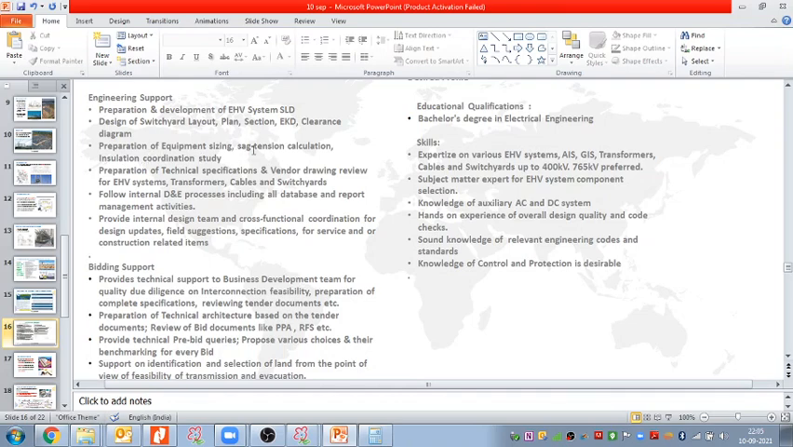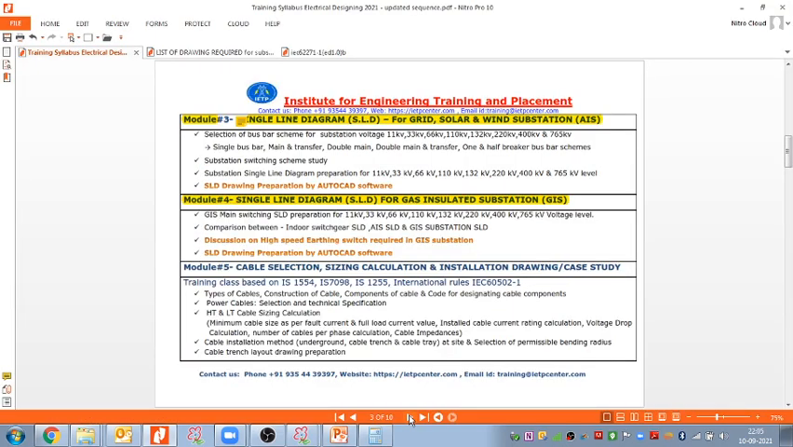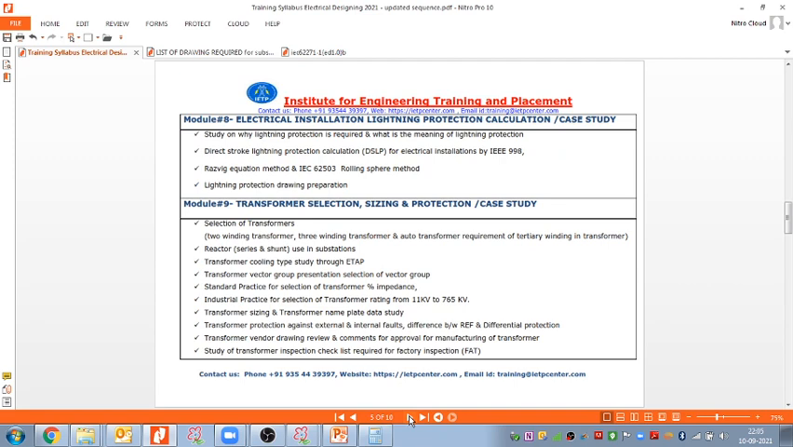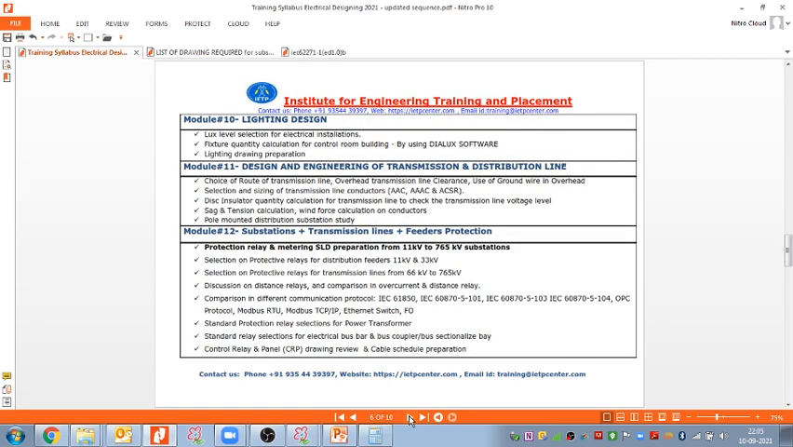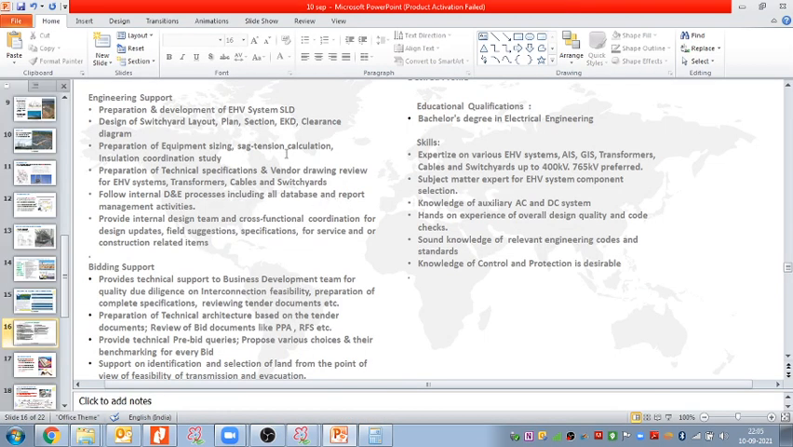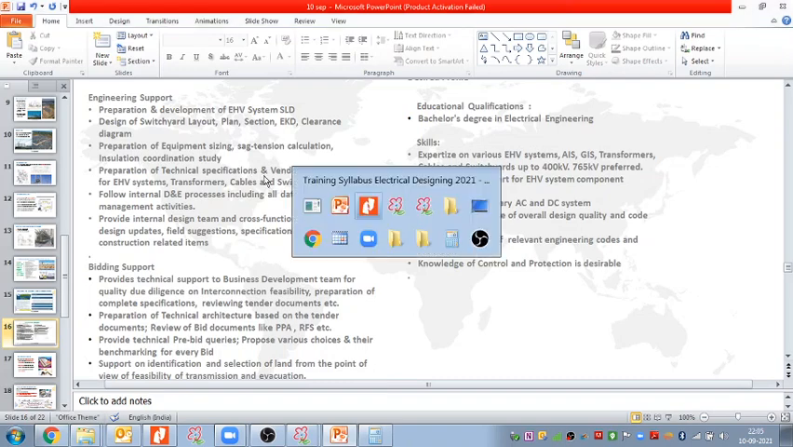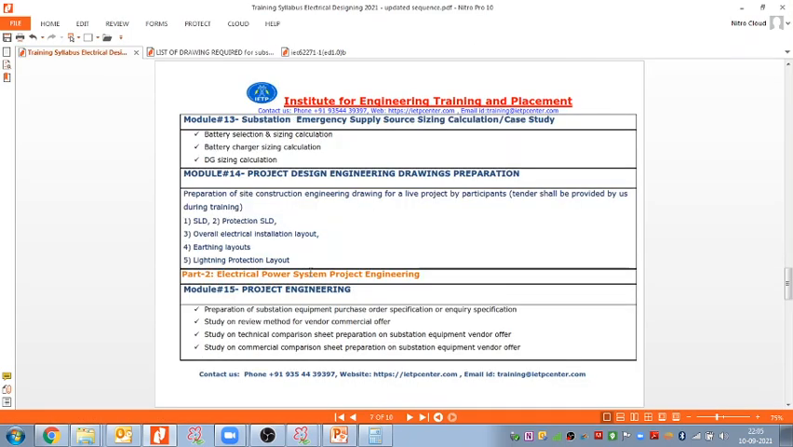Equipment sizing, sag tension calculations. The sag and tension calculation we are covering in the transmission line module. So here we have sag tension calculations, that we are covering. Insulation coordination study, we will share the document for that. Preparation of technical specifications, we have to prepare the technical specifications, so that we are covering in the project module.